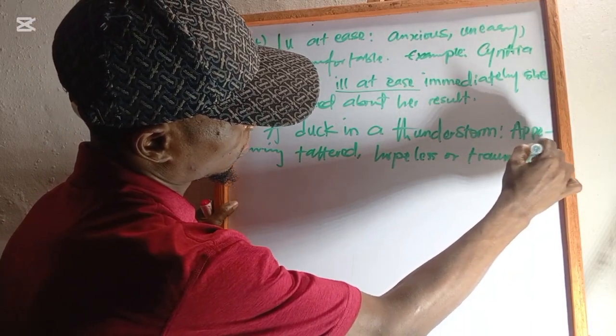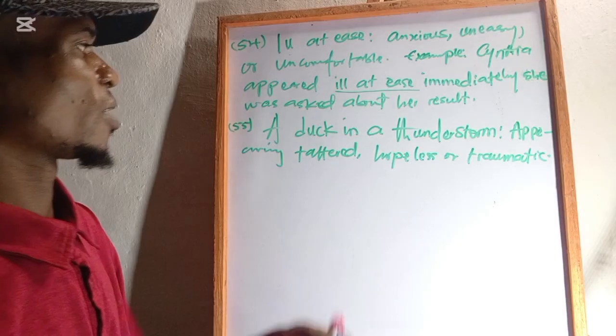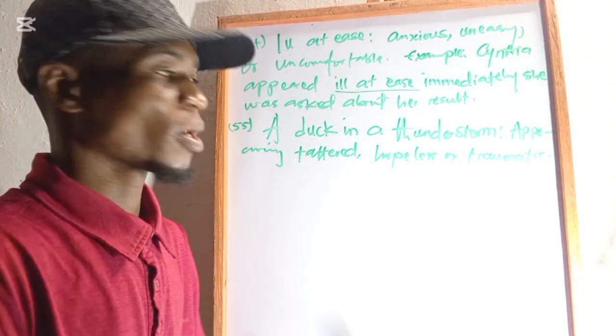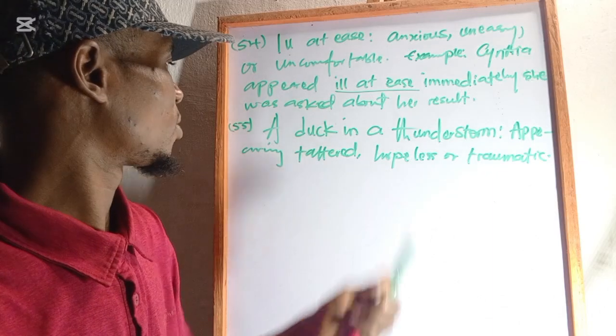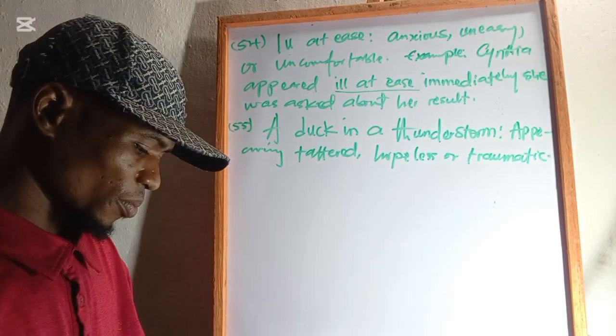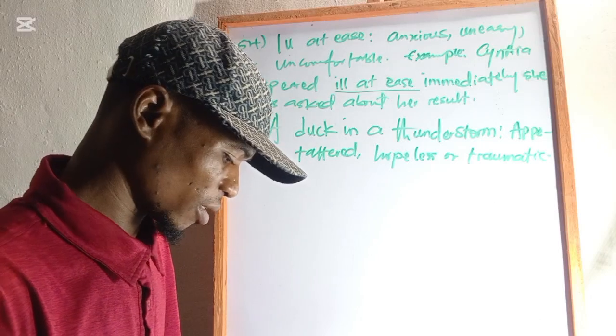A duck in a thunderstorm. It's an idiom that means appearing scattered, hopeless, or dramatic. Are you seeing it?